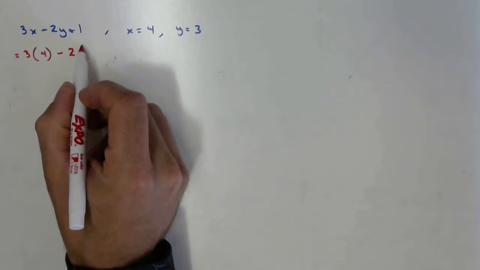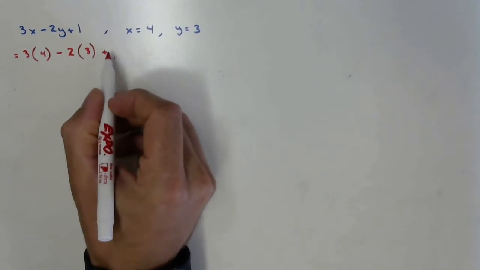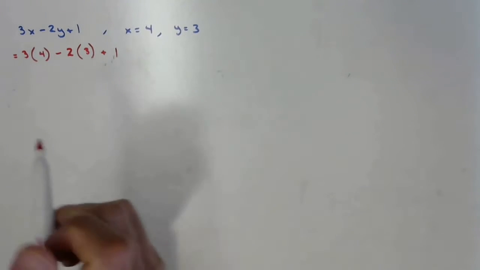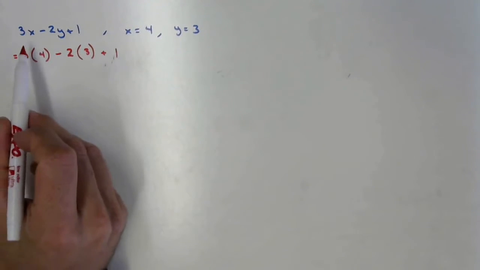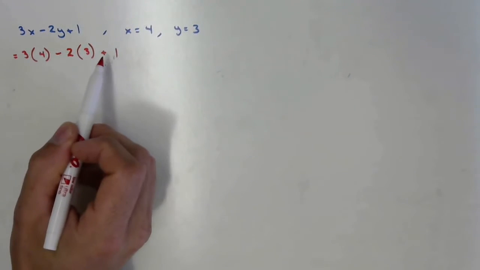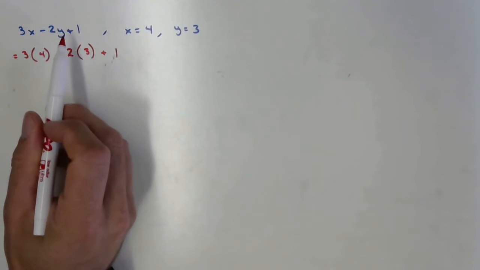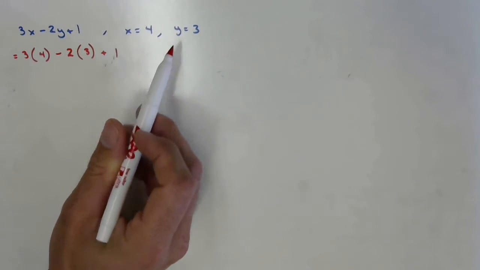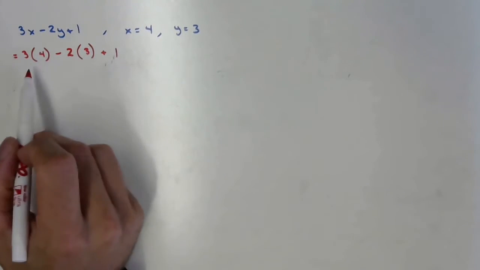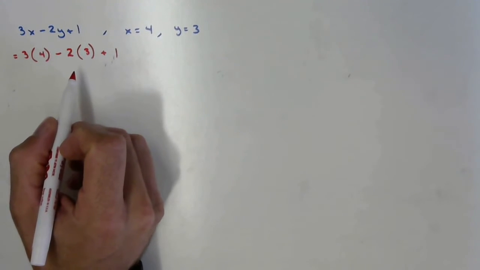2y means 2 times y, so I have 2 times 3 because I know y equals 3. And I'm going to add 1. One key note for form, because I'm rewriting the expression, I want to let everyone know that my new expression in red is equal to the original blue expression where x equals 4 and y equals 3. Okay, these are equivalent statements, so I need to write an equal sign when I go to my new line. Now I'm just going to perform those operations.